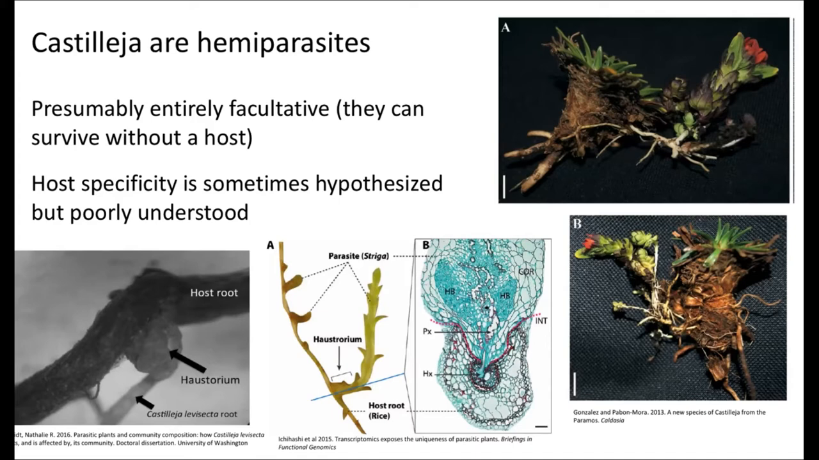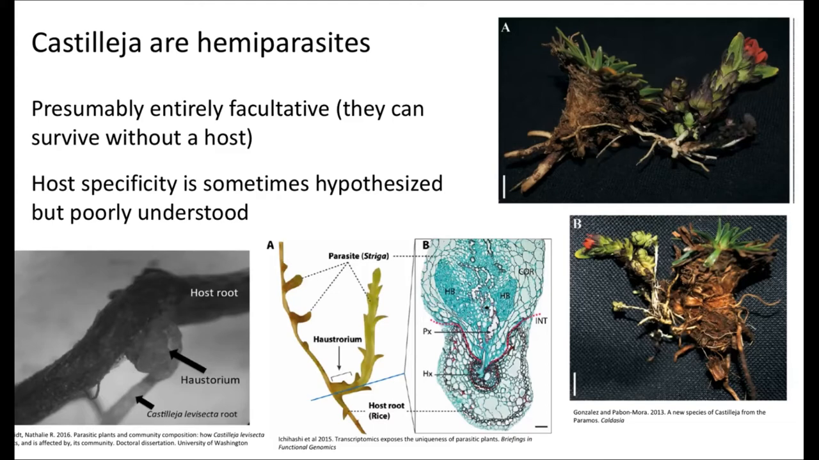And Castilleja just really hasn't received this quite so much. So we don't have a whole lot of really great detail. So the images on the right side of the slide are the parasitic connection between Castilleja and its host. I think in this case, it's Plantago. This connection is made by the formation of an organ called the haustorium.